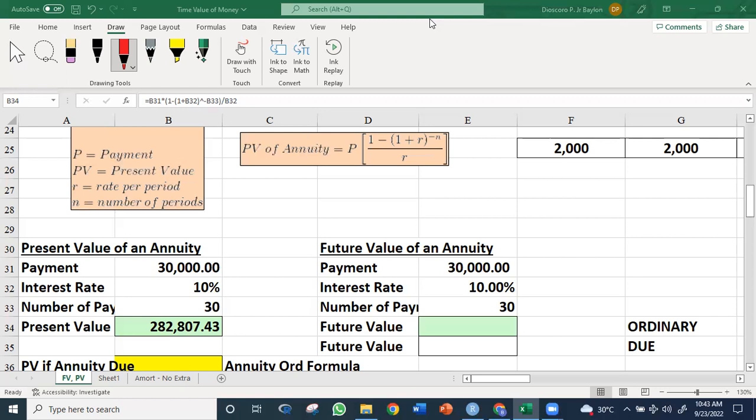No one was able to get it? Class? Anyone who was able to get 282,807.43 using this formula? P times 1 minus 1 plus R raised to the negative n divided by R.